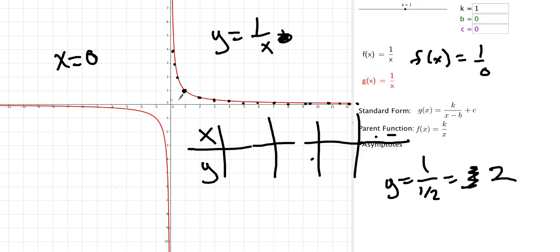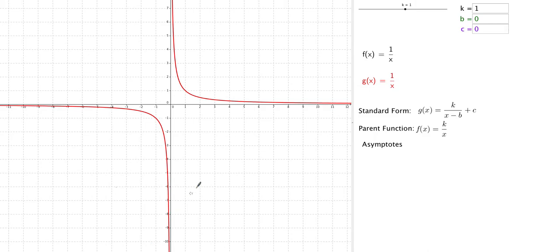When x is negative 1, y is negative 1. We already talked about that point. When x is negative 2, y is negative 1/2. When it's negative 3, we have negative 1/3. So you see how it keeps getting smaller and smaller. Similarly, when x is negative 1/2, y is negative 2, negative 3, negative 4. So you see that's how this graph shows up.